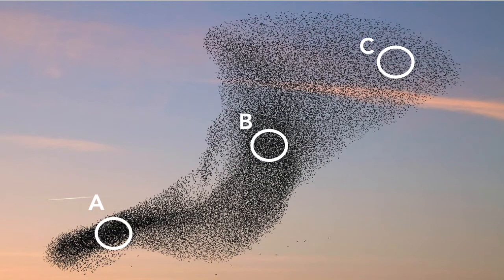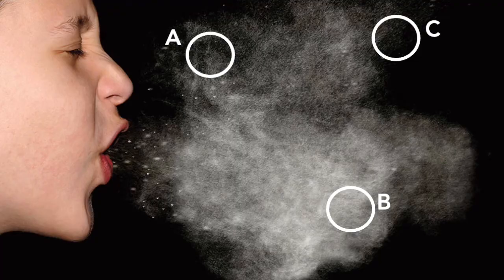Which circle has the highest concentration of birds? Circle A has the highest concentration of birds. And which circle area has the highest concentration of sneeze? Circle B has the highest concentration of sneeze.